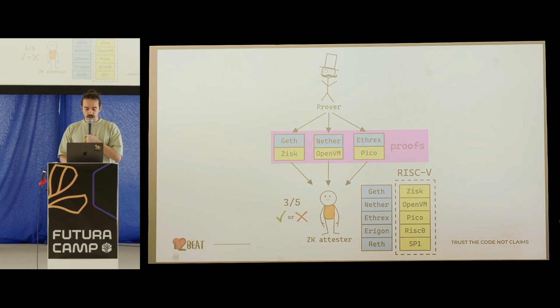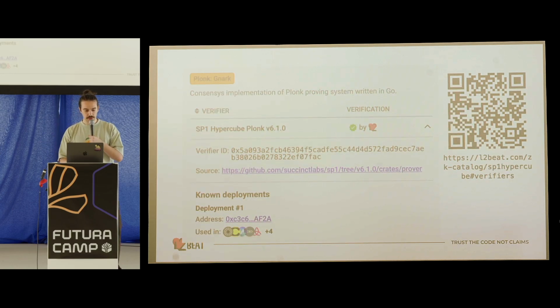And I want to give you an intuition on what it looks like to run a program on top of a RISC-V machine in practice, like on a ZK-proven RISC-V machine. So as an example, I'm going to use SP1. Again, SP1 is a RISC-V machine.